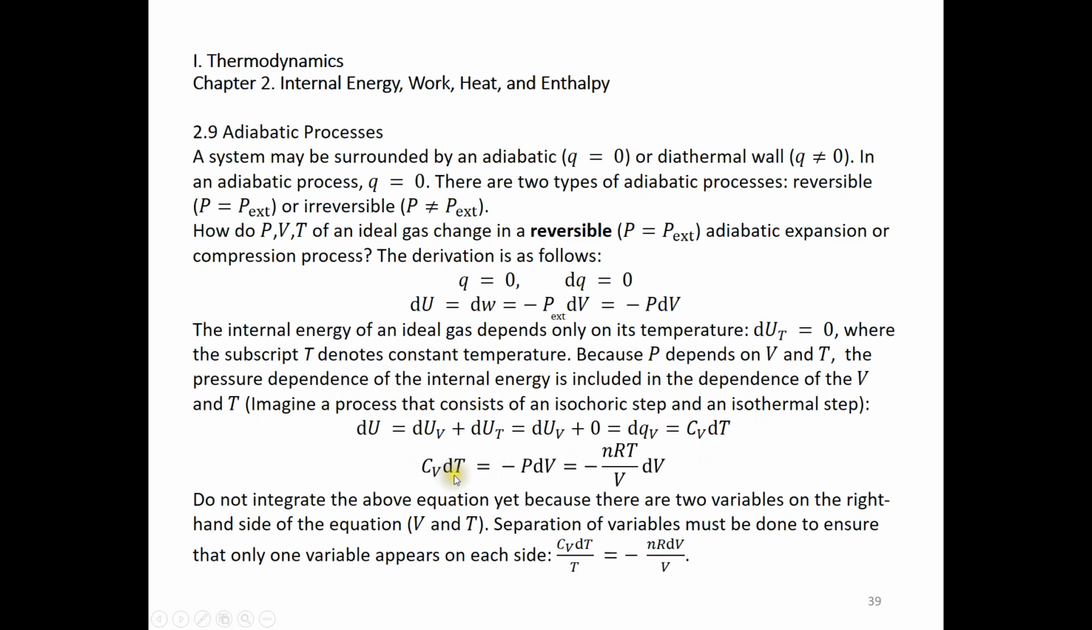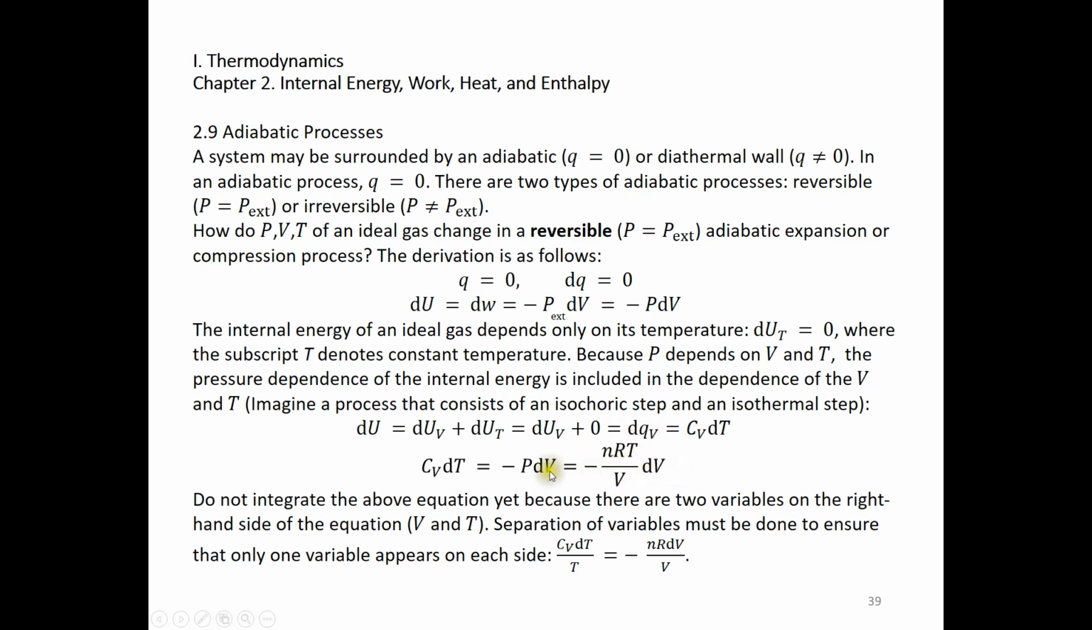And therefore, CV dT is equal to dU, and dU is equal to negative PdV. We can put these two together. And the pressure is nRT over V for an ideal gas. So we have this equation. And do not integrate both sides yet, because if you look at the right hand side, it contains two variables. It contains V, it contains T. On the left hand side, it contains only one variable, but just because on the right hand side there are two variables, we have to solve this issue first.